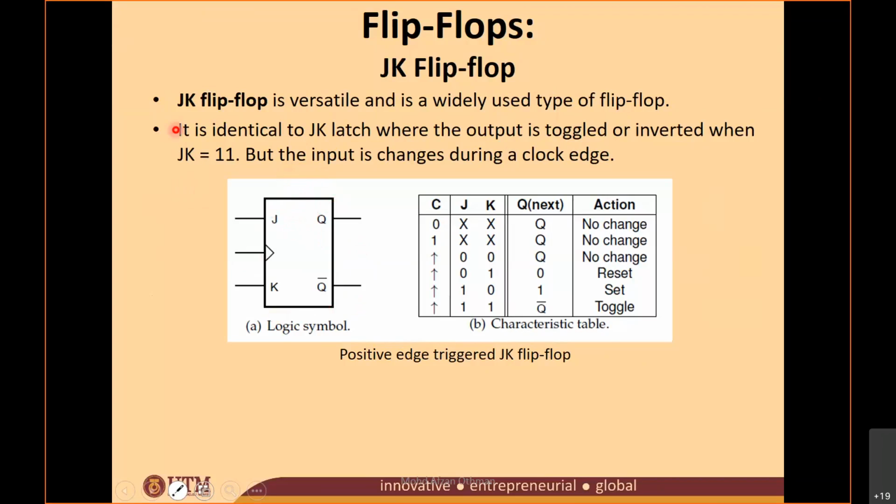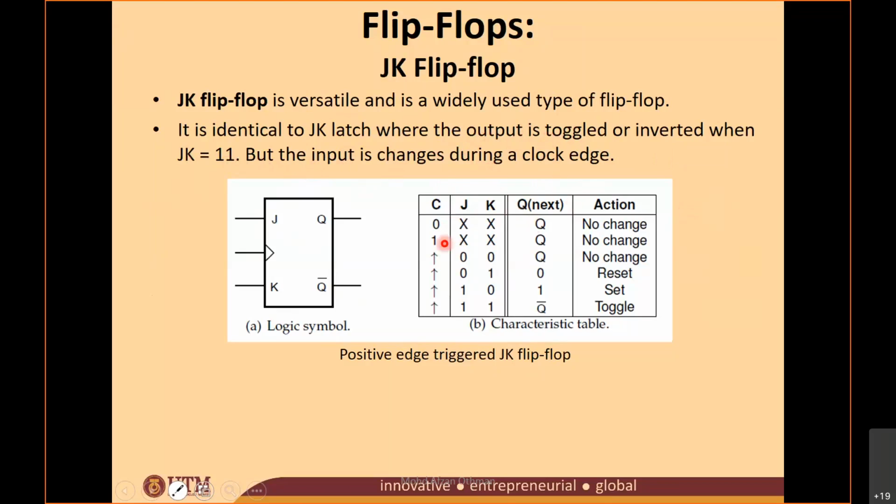Okay, so this JK flip-flop is identical to JK latch, where the output is toggled or inverted when JK equal to 1, 1. Yang bezanya, the input is changed during a clock edge. So the output akan berubah bila mana setiap kali dia punya clock edge, either is a positive edge trigger or negative edge trigger.